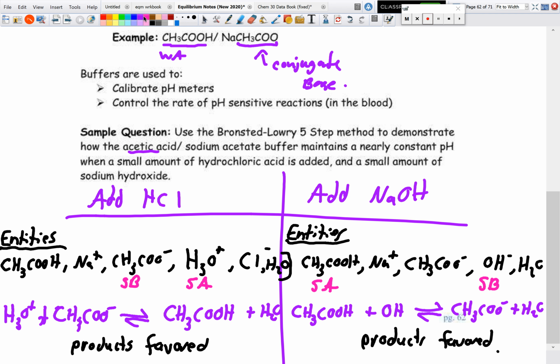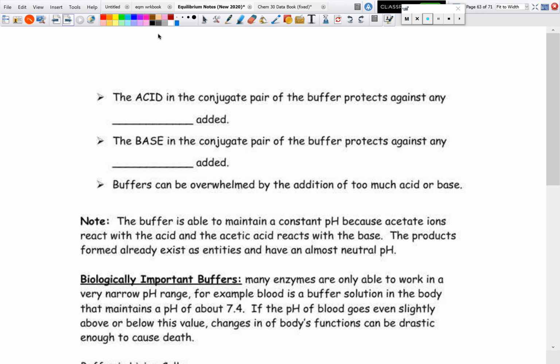So we're going to produce mostly the acetate ion here, which is already in solution. It is a weak base, so the weak base being produced will not affect the pH whatsoever. But the main thing is that the hydroxide that's getting added is getting neutralized. So that is why these buffers will work, and they help protect against the addition of either an acid or a base. So just to kind of summarize, the acid in the conjugate acid-base pair of the buffer protects against any base that's added, and the base of the conjugate acid-base pair protects against any acid added.